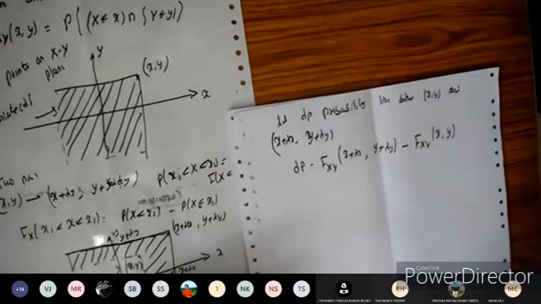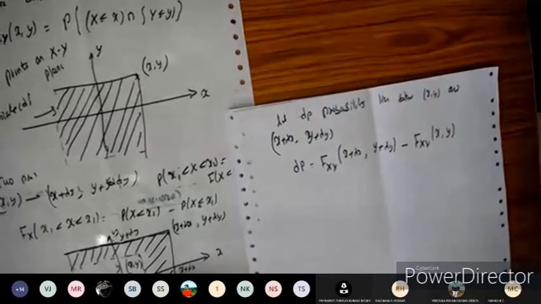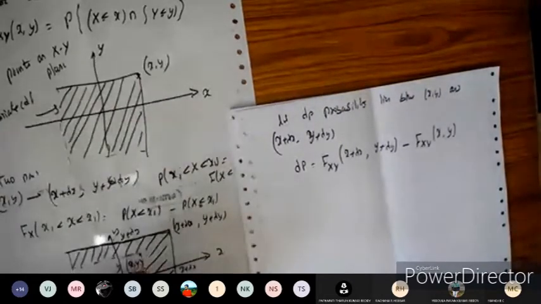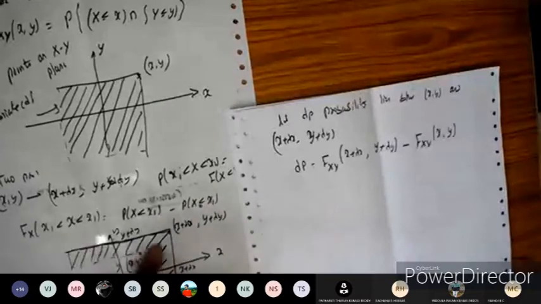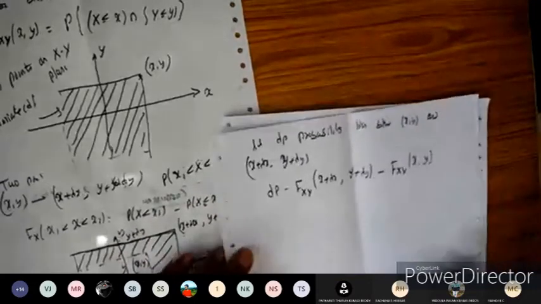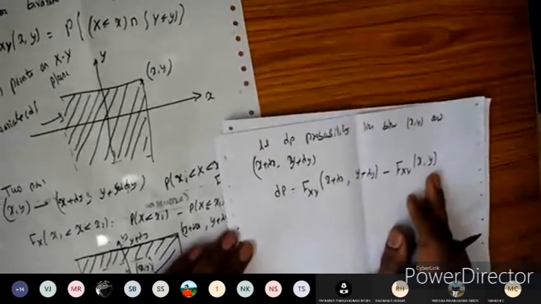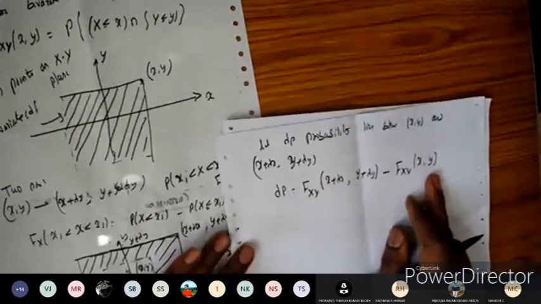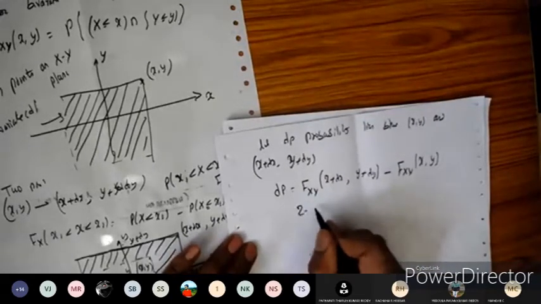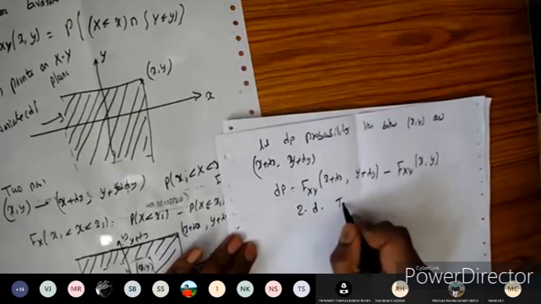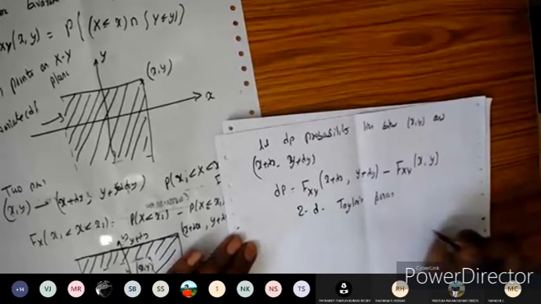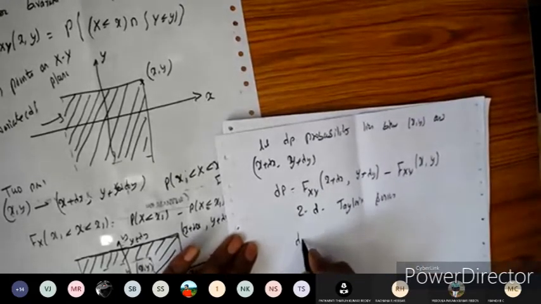In the exam they will ask a question like: explain the bivariate CDF with different examples. One example is this one, another example is this one. So here we are going to find out the probability that dP can take within this region. And this expression can be explained by using the two-dimensional Taylor series, which you have come across in mathematics.